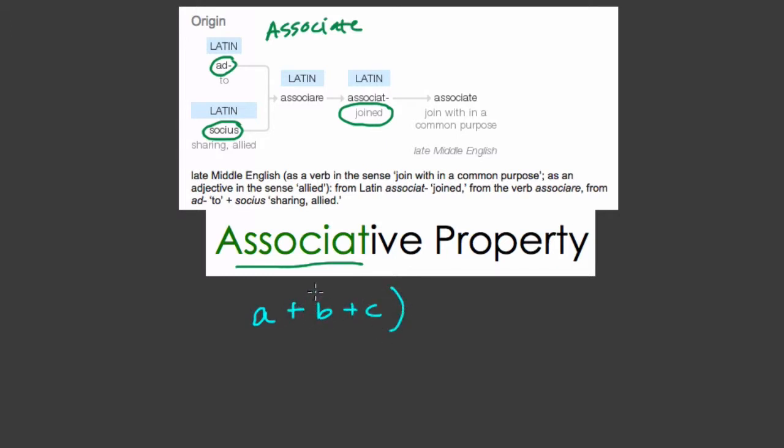Now, if we put parentheses around B plus C, our order of operations tells us to add B plus C first, and then take that and add it to A. Well, the associative property says that is the same thing, right, as adding A plus B first, and then adding that to C. So this is the associative property of addition, right? If we have, let's say, 3 plus 4 plus 1, is that the same as 3 plus 4 parentheses plus 1? Yes, of course. 4 plus 1 is 5, plus 3 is 8. 3 plus 4 is 7, plus 1 is also 8. So we can add our terms in any order.